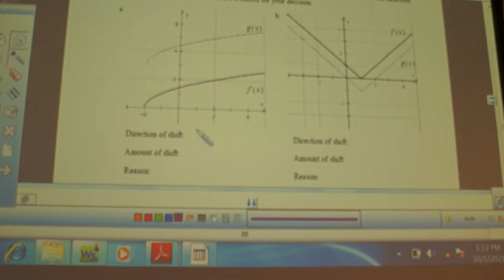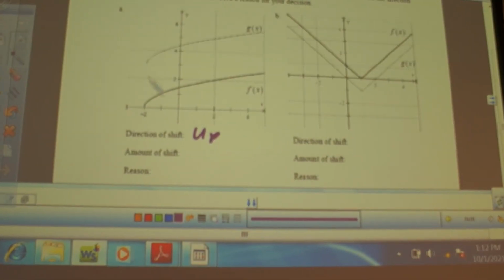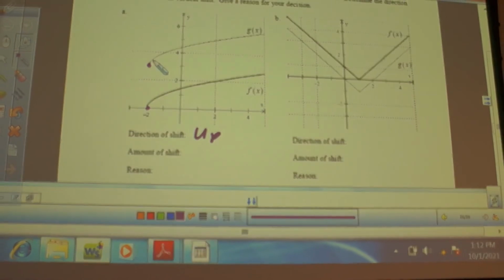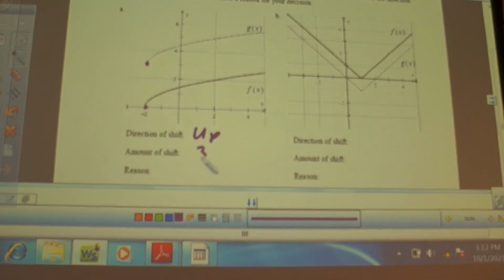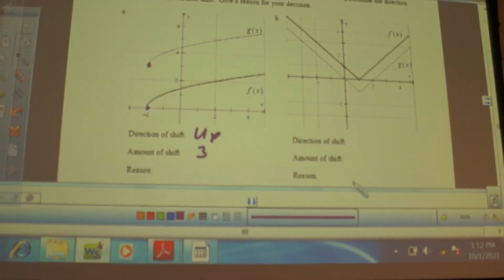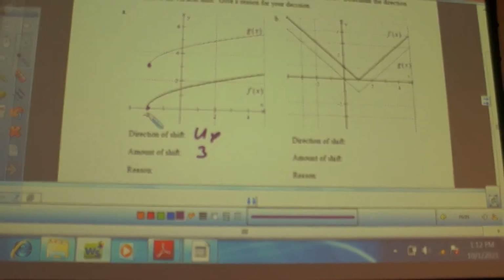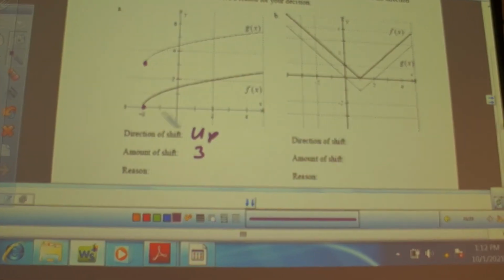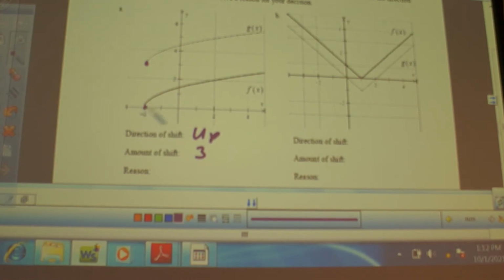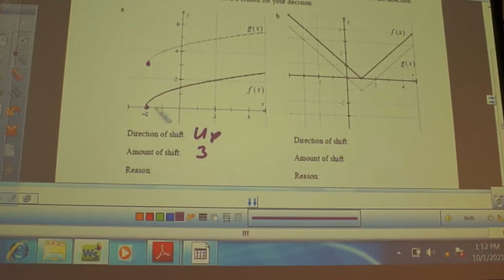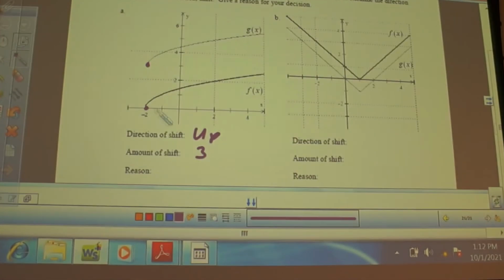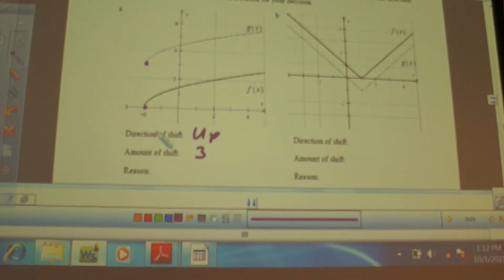So it's been up, how much? 1, 2, so pick a point. 3. Yep, 1, 2, 3. Everybody on board with that part? The amount of shift is 3. Your reason is this. What's this point down here? Jenna, what's this point down here?